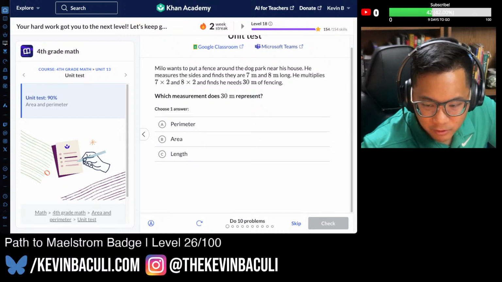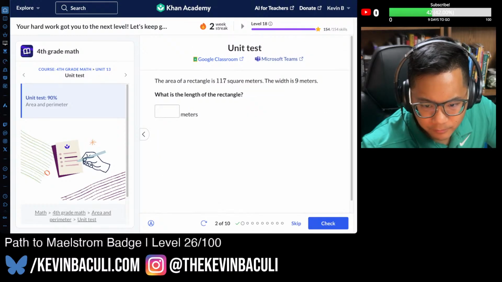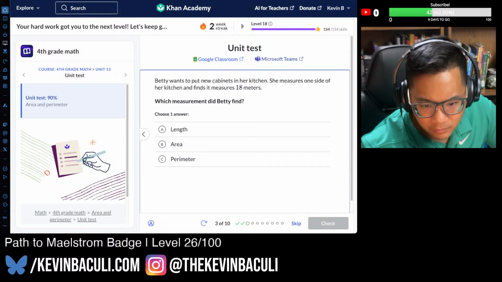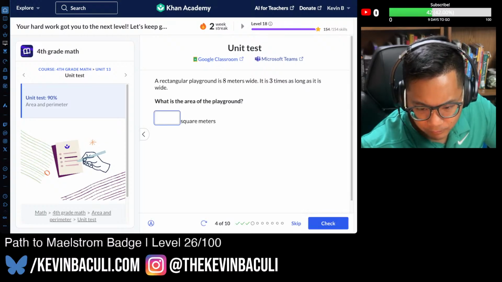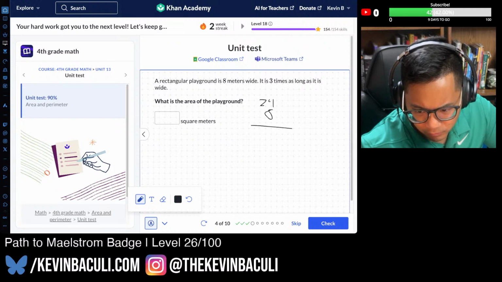Milo wants to put a fence around the dog park near his house. Perimeter. 9, 13. 8 times 24. 32. Shoot. 2, 16, 192. 192.